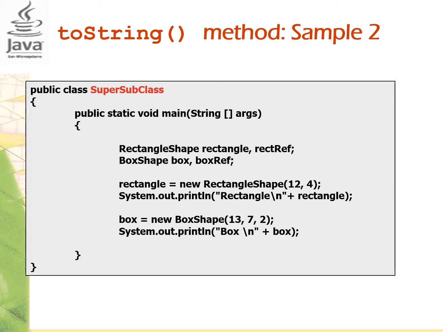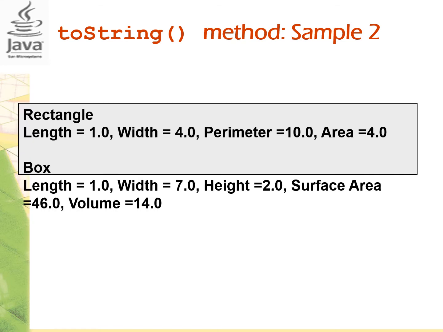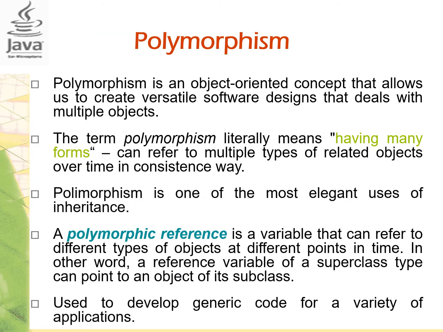Then it creates another object called box, passing 3 parameters to the box shape, and then it prints System.out.println box \n plus box. So this one is actually calling the toString method inside the box class. Okay, so that's the output. The box is having additional data, which is surface area and also volume.